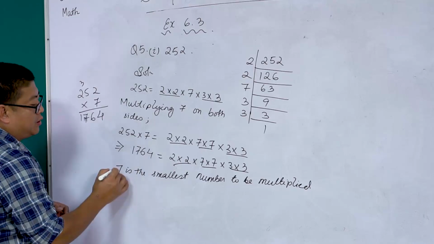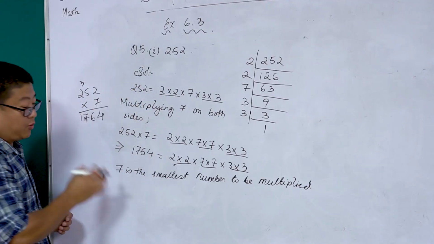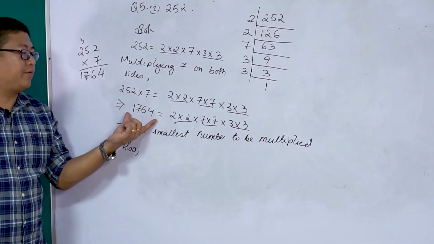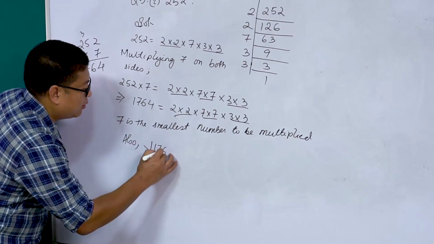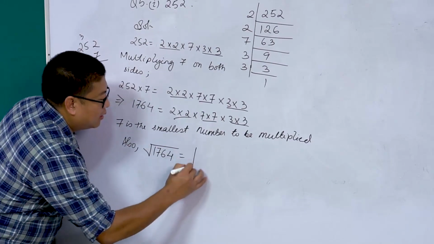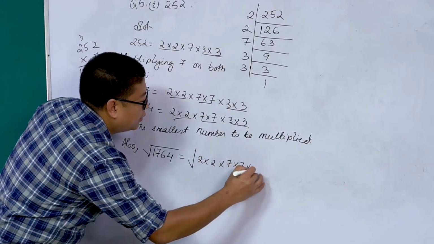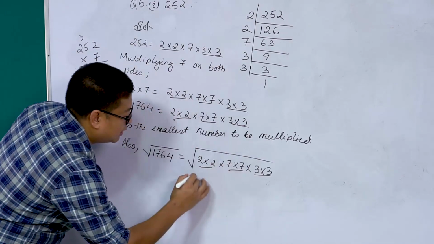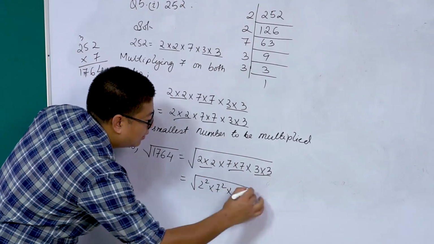7 is the smallest number to be multiplied to 252 to make it a perfect square. Also, they have asked us to find the square root of the square number formed. So we will find out the square root, that is simply by putting a square on top, square root on top. We already have pairs.